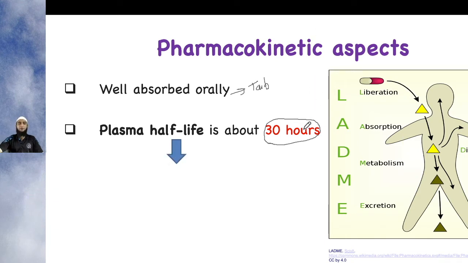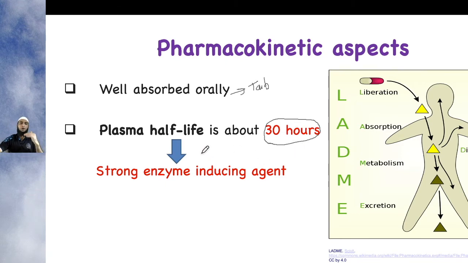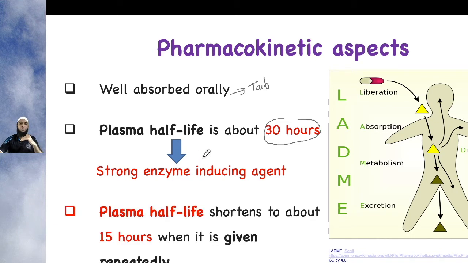Although the plasma half-life of carbamazepine is 30 hours, after repeated use, since carbamazepine is a strong enzyme inducing agent, it increases the rate of its own metabolism. Since it increases the rate of its own metabolism, the plasma half-life is shortened to about 15 hours.